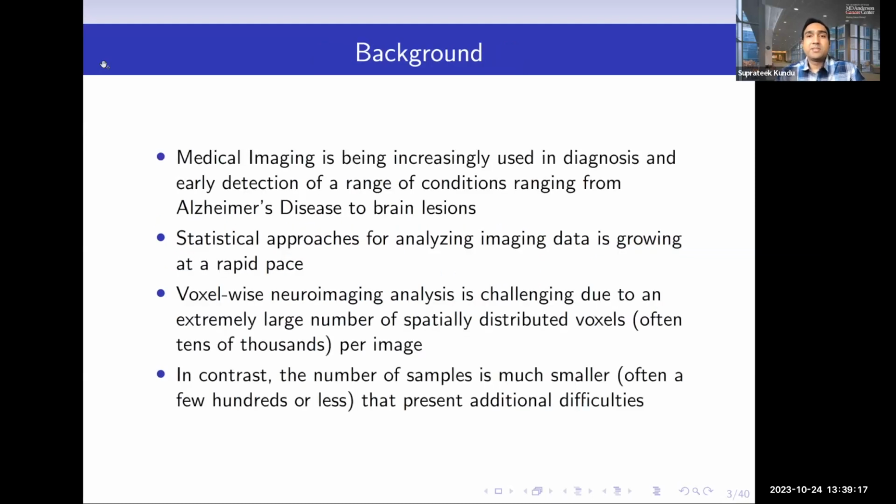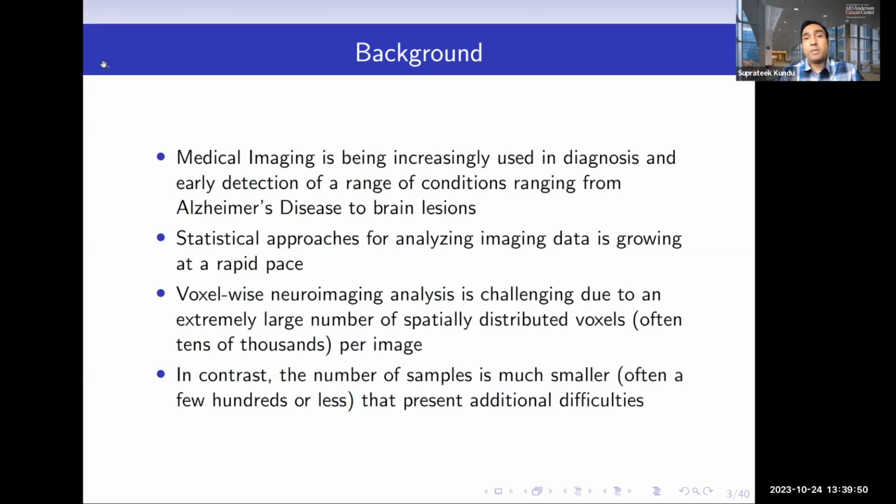The first couple of slides are kind of preaching to the choir. You all know the importance of medical imaging. So I'm just going to breeze through these slides, but the main message is that medical imaging, as you well know, is being increasingly used for a variety of application areas to inform early detection and risk prediction for a range of conditions, including mental illnesses like Alzheimer's, which is going to be the focus of today's talk, and also cancer imaging and other domains as well.